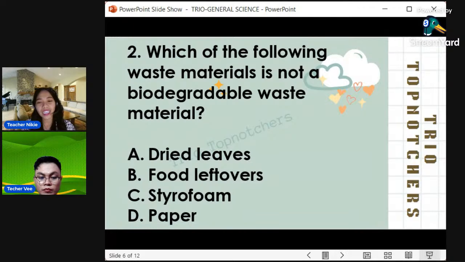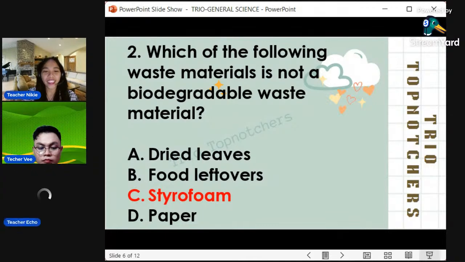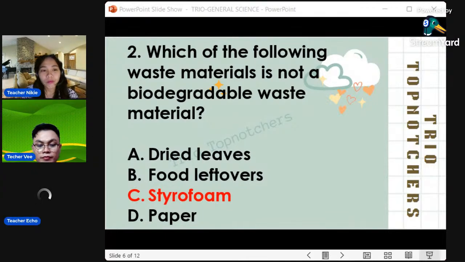So, merong nakatama ng sagot. Okay. So, ang tamang sagot dito ay letter C, of course. You are correct. Good job, mga katrio. Okay. All right. So, ano ba yung explanation dito?